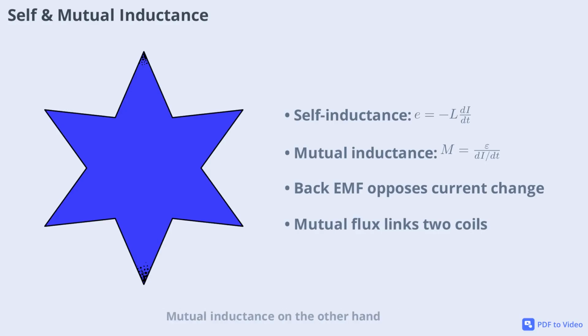Mutual inductance, on the other hand, occurs when two coils are placed close together. A changing current in one coil induces a voltage in the other, which is the principle behind transformers. The strength of this effect is quantified by the mutual inductance coefficient.